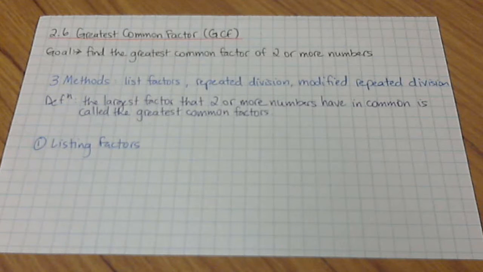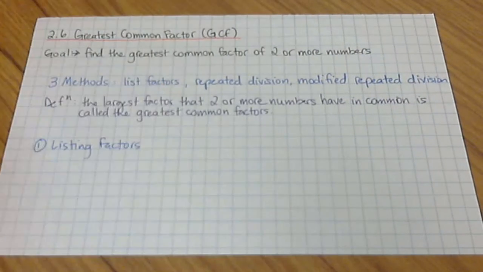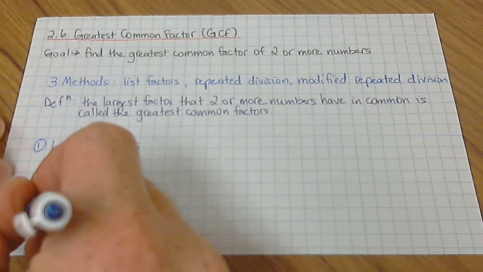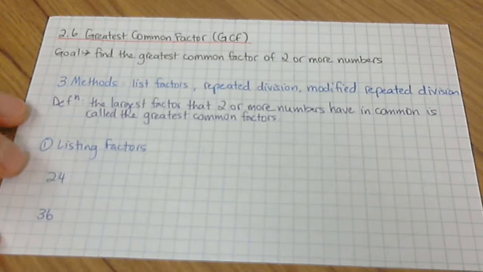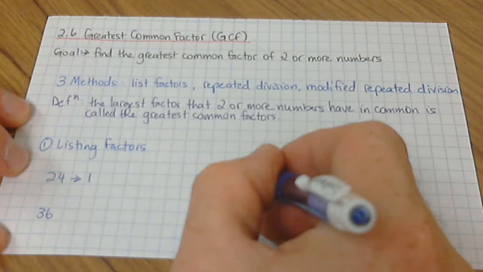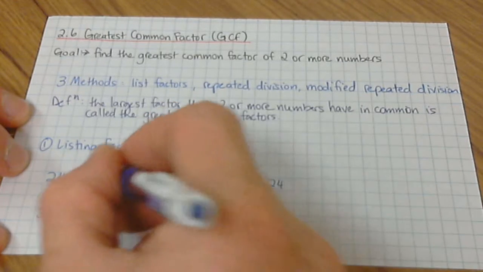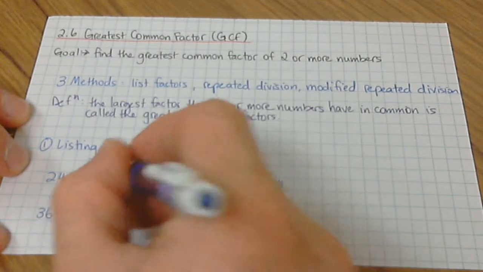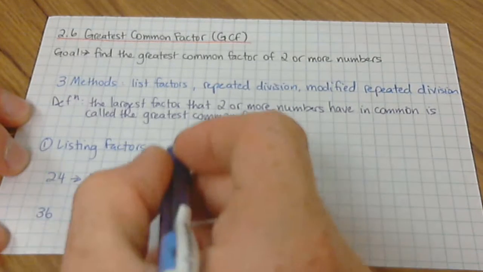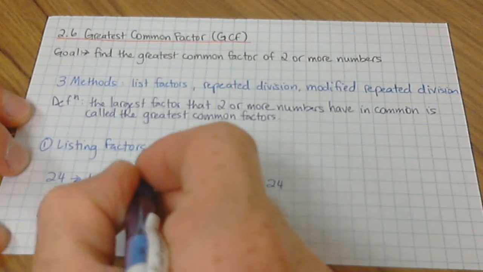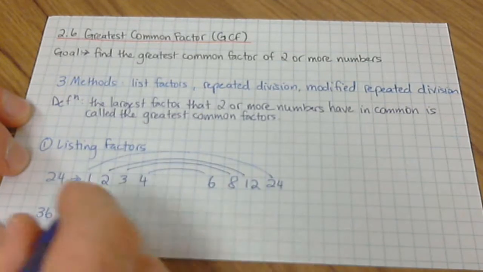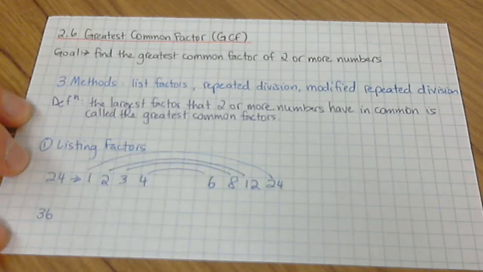So when we list factors, here's basically how it works. If I'm going to try and find the greatest common factor of 24 and 36, I'm just going to start listing out the factors. So I know it's 1 and 24, and then 2 and 12, and then 3 and 8, and then 4 and 6. I used the factor rainbow, which we've talked about over the past couple of days. Those are all the factors of 24.